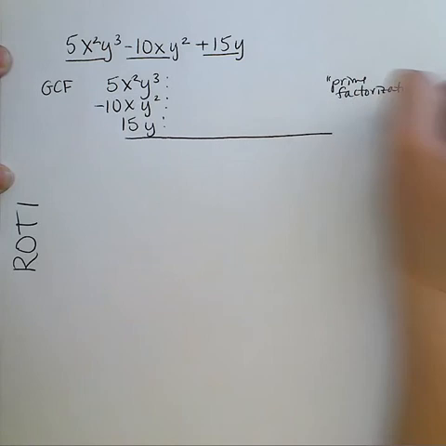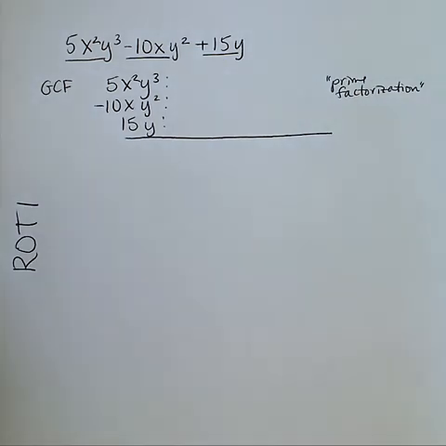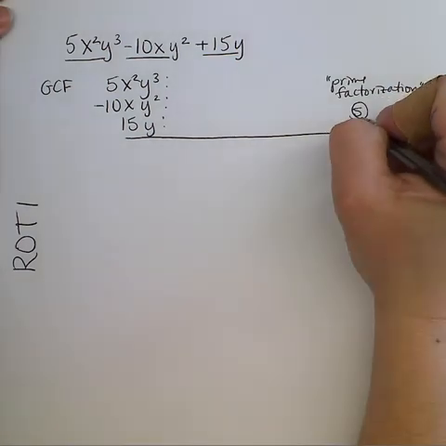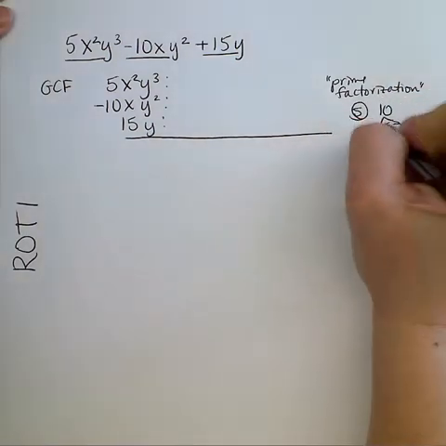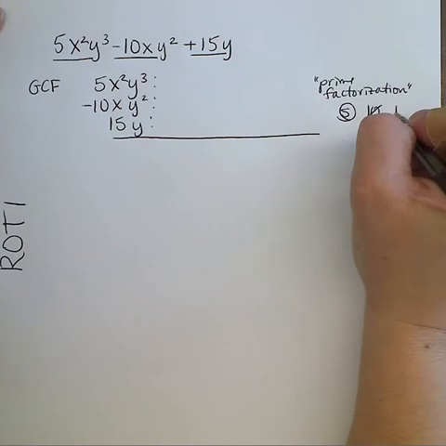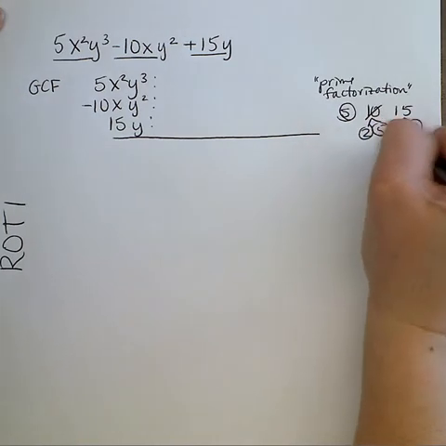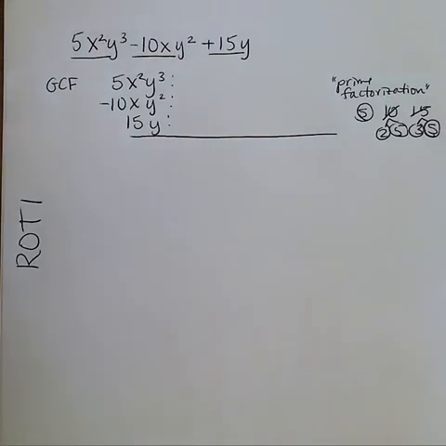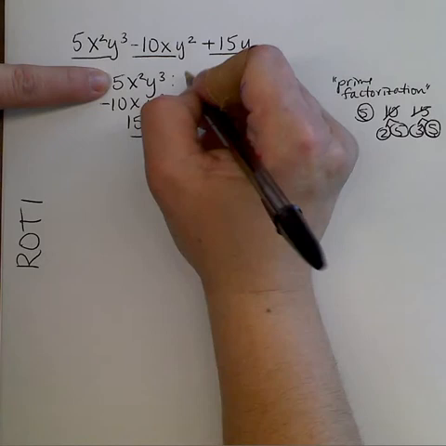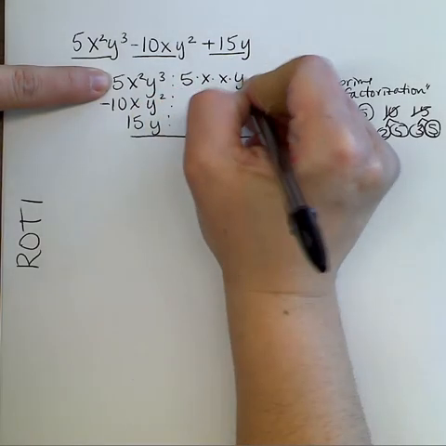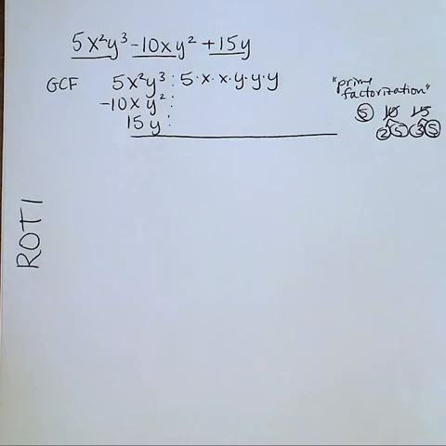You may have remembered doing a factor tree with some of these numbers. 5 is prime though, so we're good. 10 is 2 times 5, those are the prime numbers. 10 is composite, so I crossed it out. And 15 is 3 times 5, so those are the prime numbers. Again, I'm going to cross out the composite number. So that tells me if I'm going to write 5x squared y to the third as its prime factorization, it would look something like that.